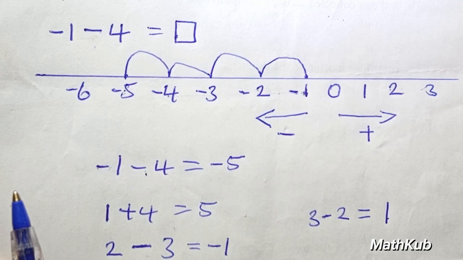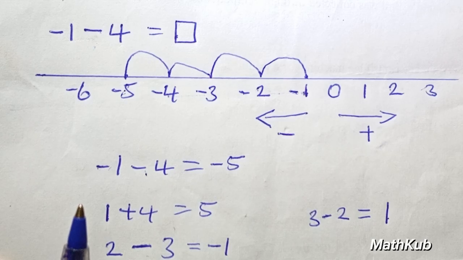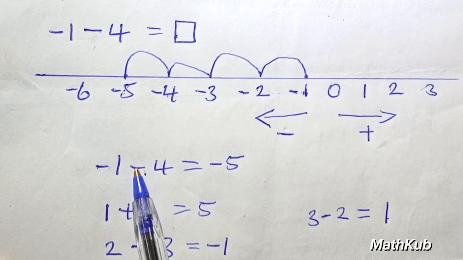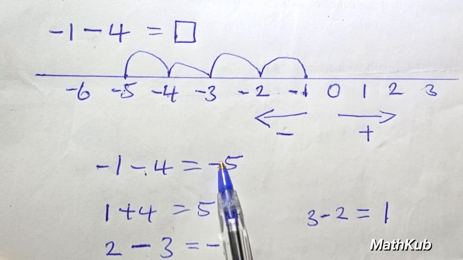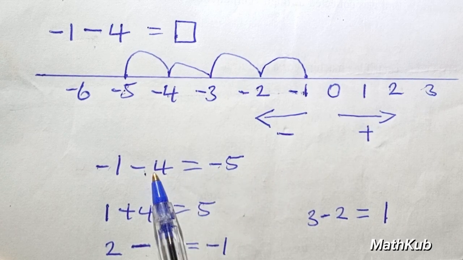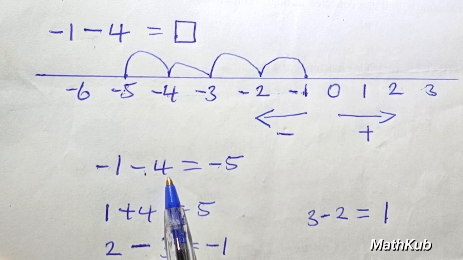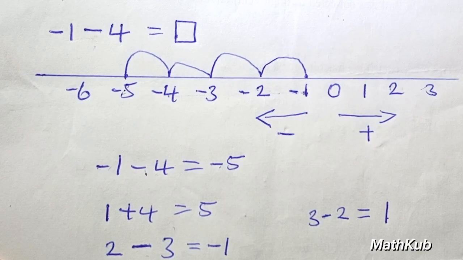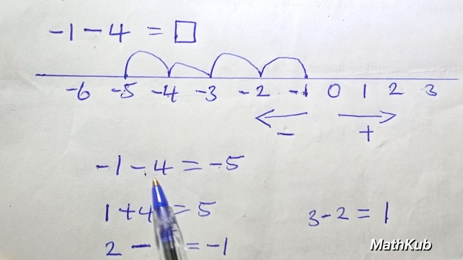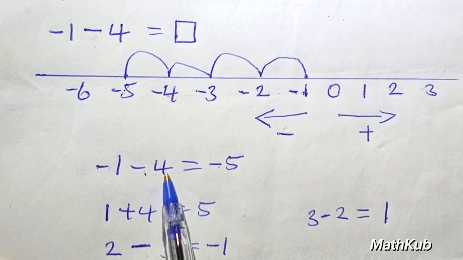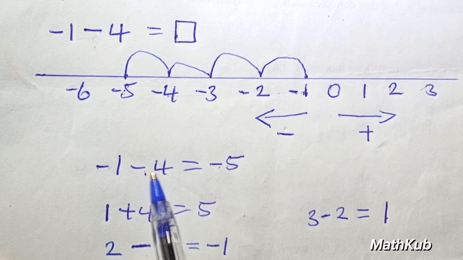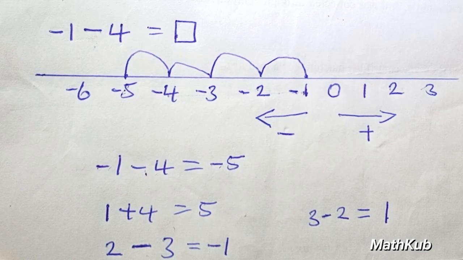Understand this thing. This is subtraction. Remember, minus 5 is smaller than minus 4. So that is the mentality you're going to use. Minus 5 is smaller than this minus 4. So when subtracting, your number must become smaller.